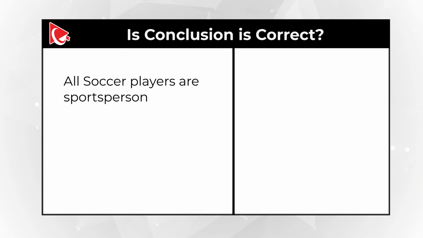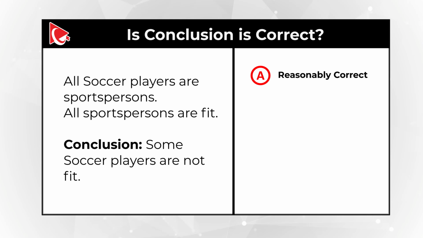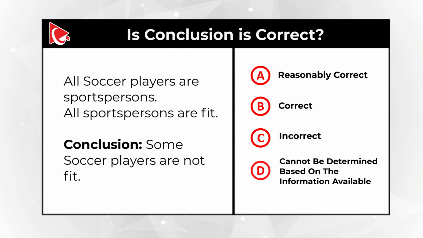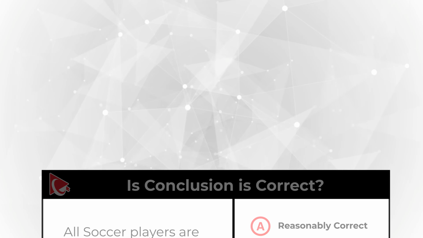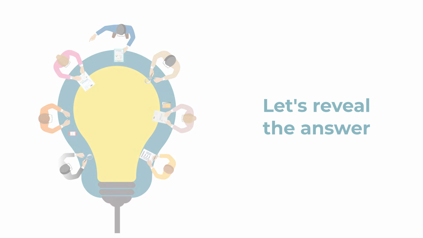You have 4 different choices to determine if the conclusion is accurate. Choice A, it's reasonably correct. Choice B, it is correct. Choice C, it's incorrect. And choice D, cannot be determined based on the information available. Do you think you know the answer? Give yourself a little bit of time. Maybe pause this video and take another look at the statements and at the question itself. Ready or not, I'm going to move forward and reveal the solution.